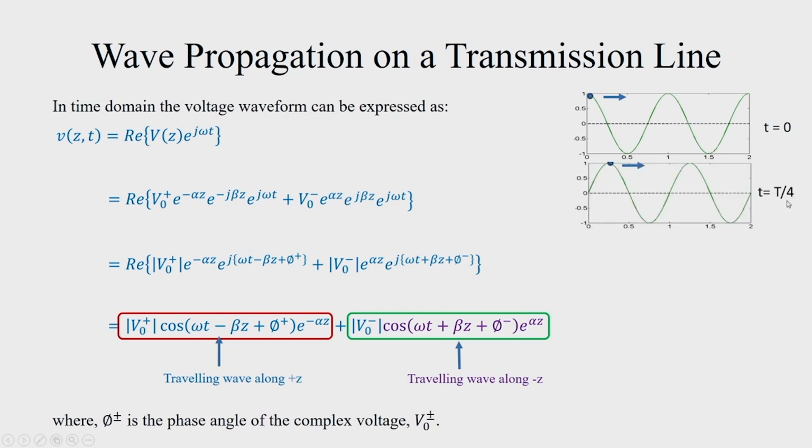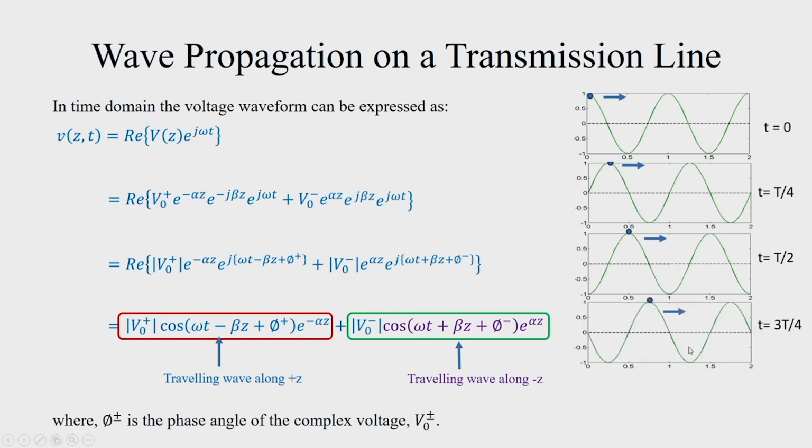So, at t equal to T by 4, we find that the point moves towards the plus z direction. Similarly, at t equal to capital T by 2, that means half the time period, the point has moved further and it continues. So, this equation essentially represents a wave which is travelling in the plus z direction, and here in this case we have considered the wave does not attenuate.